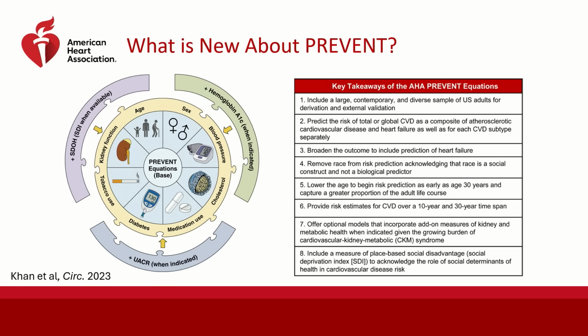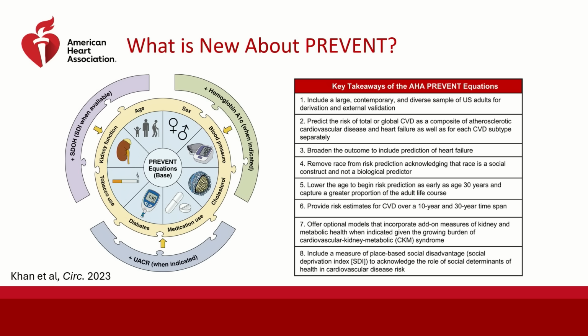In the outer circles are add-on models. So you have the option to add UACR, or urine albumin creatinine ratio, for kidney function, hemoglobin A1C when it's measured for either screening or diagnosis and management purposes with diabetes, or a zip code-based social deprivation index. The important reason for adding that was to really start to account for place-based risk related to cardiovascular disease. We set it up in this way so that the base model would be able to be calculated routinely in any clinical practice, and when available or indicated, the optional predictors could be added to refine risk.